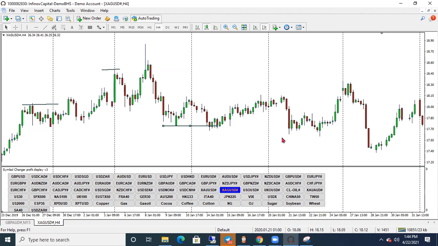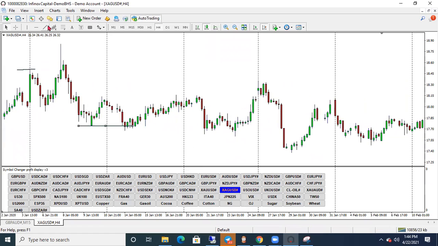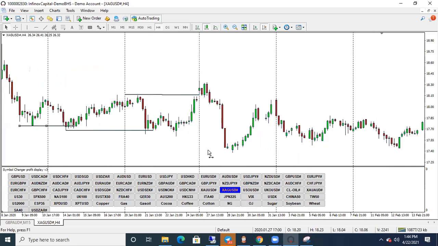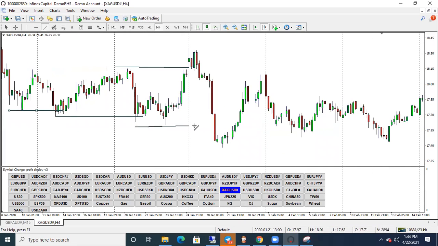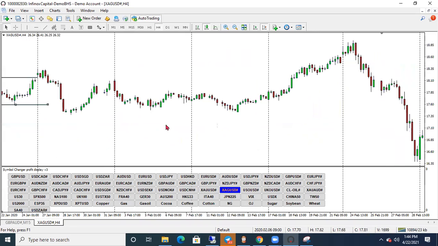But again, this happened to be the low of this week. Notice how price picked it up and then pushed up. This happened to be the high of this week. Notice how price picked it up and then pushed down. This happened to be the low of this week. Notice how price picked it up and then pushed up. I think I can stop here, right? This happened to be the low of this week.